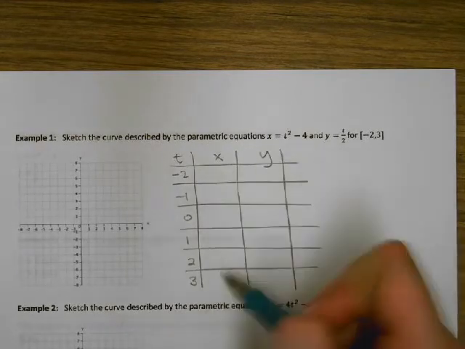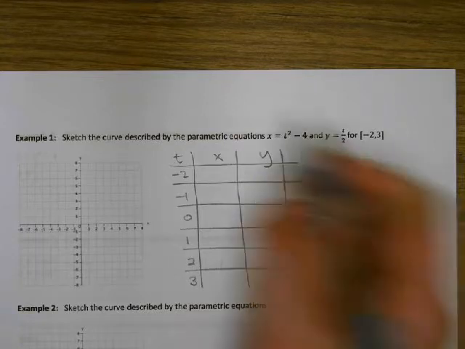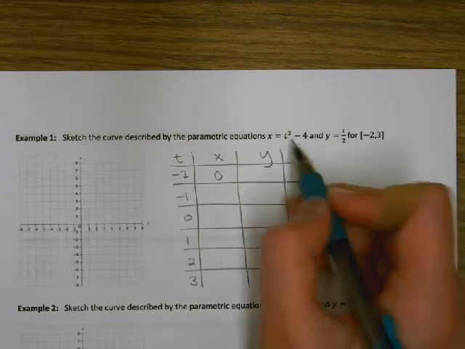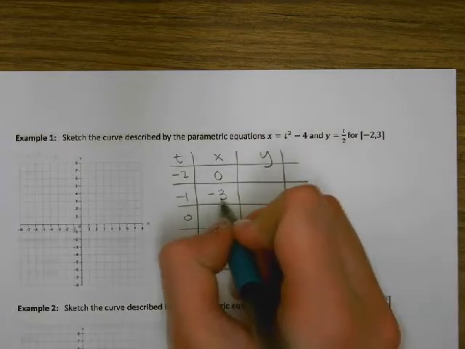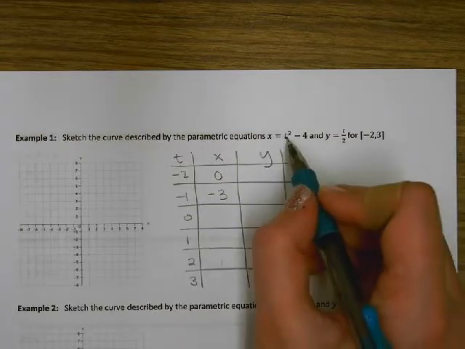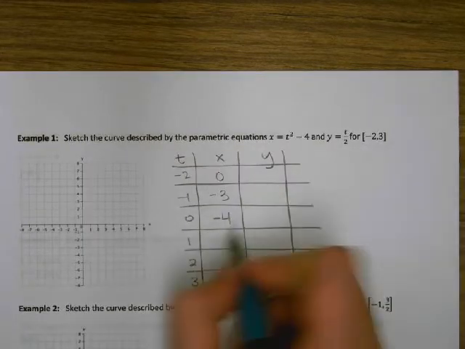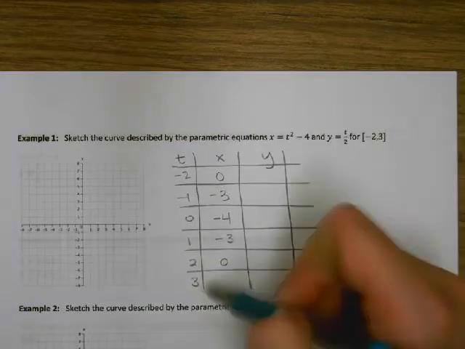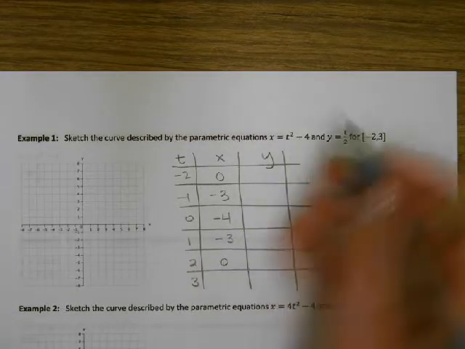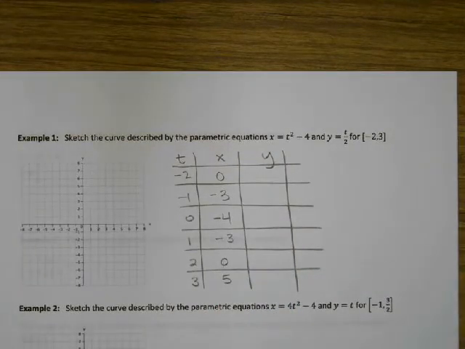So I'll do all the x values first. If I plug -2 in here, I get 4 minus 4 is 0. If I plug -1 in, I get 1 minus 4 is -3. If I plug 0 in, I get 0 minus 4 is -4. And then this would be -3, this would be 0. And then if I plug 3 in, 9 minus 4 is 5. So there's all of my x coordinates.